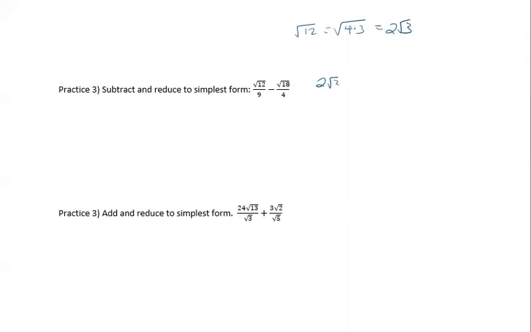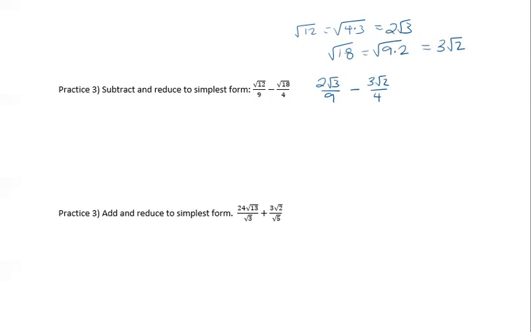So 2 square roots of 3 over 9 minus the square root of 18. Well, the square root of 18 is 9 times 2. 9 is a perfect square and can come outside as 3, so I have 3 square roots of 2 over 4. And so I can't reduce anything here, but I did make the square roots look a little bit better. It might help me in the end.